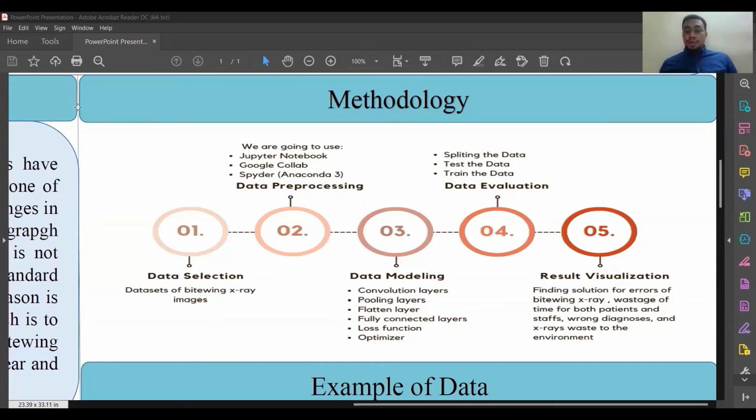After that, we go to step number 5, which is the result visualization, where we will see our progress with the model. On this step, the model has already learned from our process, and then we can do a prediction, or we can do some testing again.